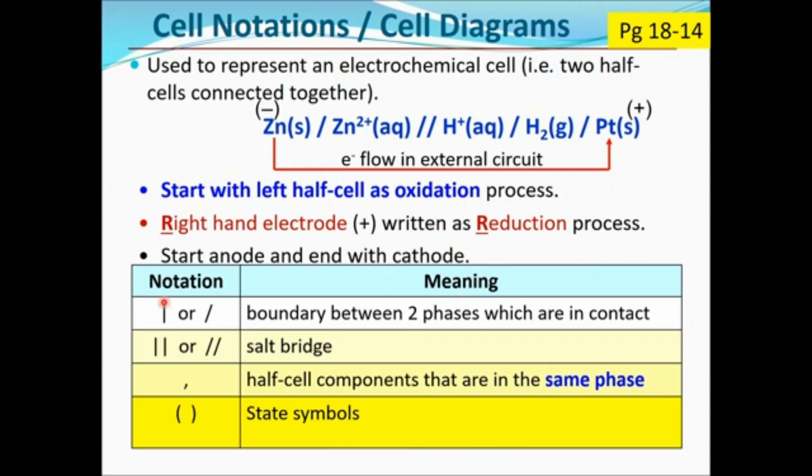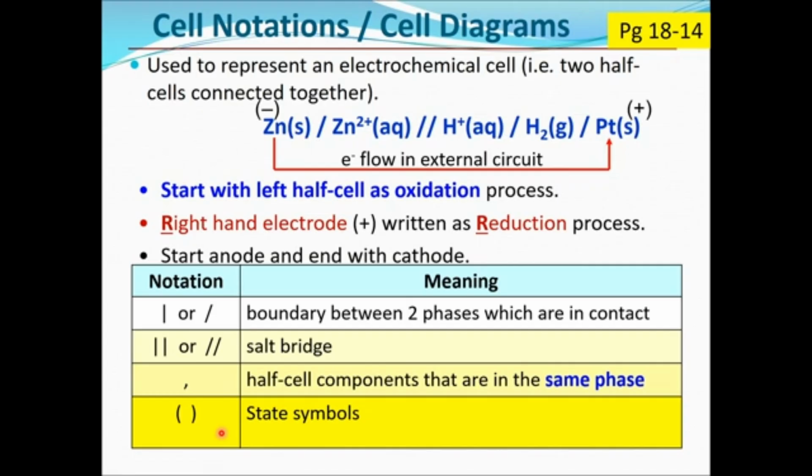The symbols: one line is between phases. Solid and aqueous are different phases, so you have one line, and aqueous and gas and solids are different phases. Remember to write your electrode. A double line represents a salt bridge. A comma, we'll see this in the third example cell later on, is between species of the same phase, usually in the case of aqueous. And of course, there's a state symbol involved.